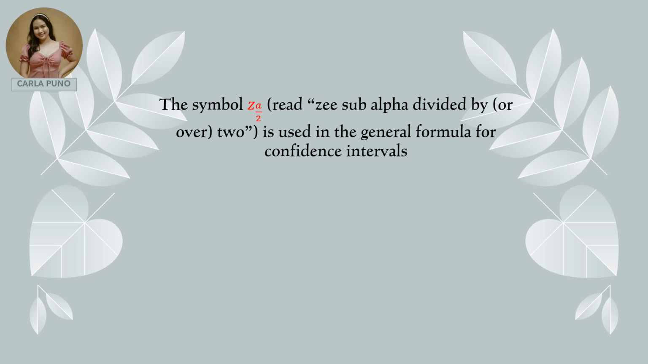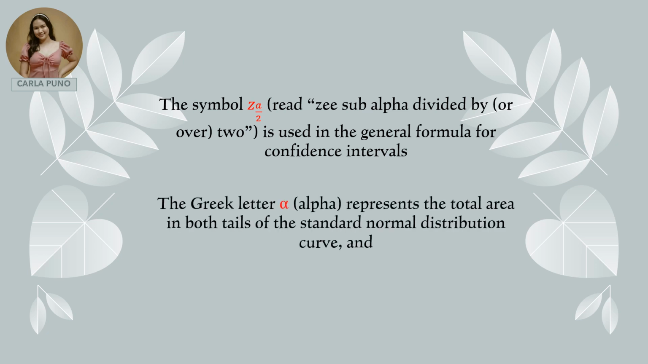The symbol Z sub alpha divided by 2 is used in the general formula for confidence intervals. The Greek letter alpha represents the total area in both tails of the standard normal distribution curve, and alpha divided by 2 represents the area in each one of the tails.